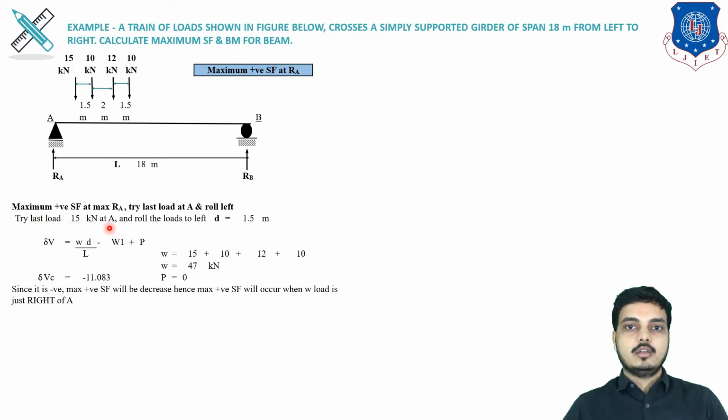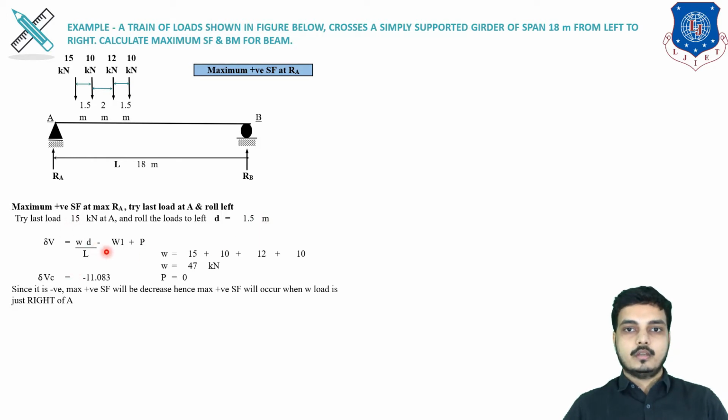So try last load 15 kilonewton at A, putting it at A and roll it towards left. So for that our D is 1.5. Now here you can see the formula is way more similar to the previous sum, that delta V is equal to W into D upon L minus W1 plus P. Now W is 47, we know, L is 18, D is the next distance of our load. Means we have used this 15 as a critical load, so the next loading distance there is 1.5.